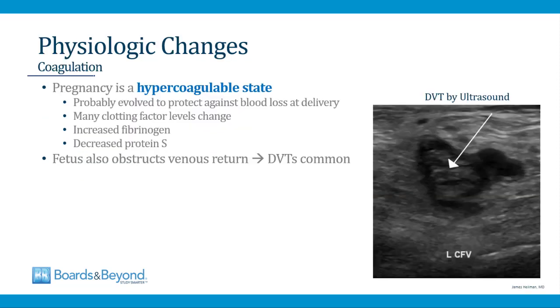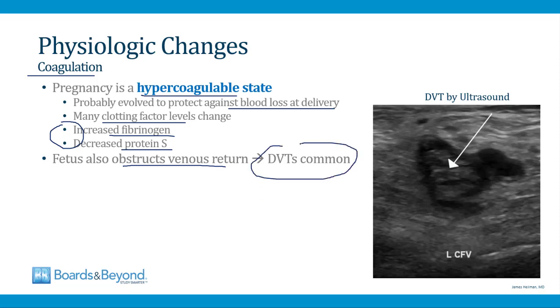Let's talk about coagulation during pregnancy. So pregnancy is a hypercoagulable state. This probably evolved to protect against blood loss at the time of delivery. Levels of lots of different clotting factors change during pregnancy. In particular, there's more fibrinogen and there's less protein S, and these changes lead to a hypercoagulable state. The fetus also obstructs venous return, and this can lead to sluggish blood flow in the lower extremities, and for this reason, deep vein thromboses are relatively common in women who are pregnant. There's also an increased risk of pulmonary embolism in women who are pregnant.